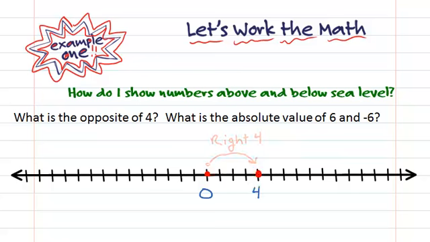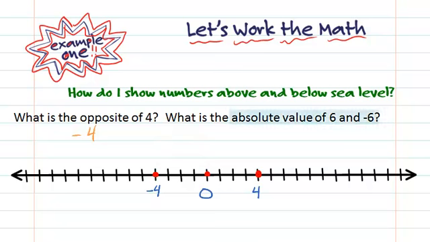The opposite of 4 is the same distance as 4 from 0, 4 units, but in the opposite direction, left of 0. So count 4 units left of 0, and identify that point, -4. So -4 is the opposite of +4.